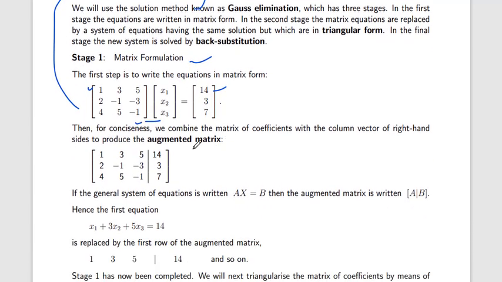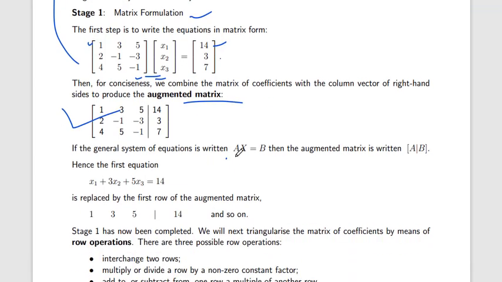Okay, now we have to make the augmented matrix. What is an augmented matrix? We remove x1, x2 and x3 and keep 14, 3 and 7. Okay, this is the augmented matrix, which is also called the AX equals B form.